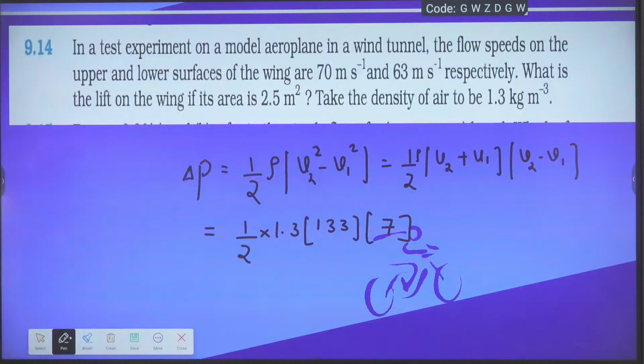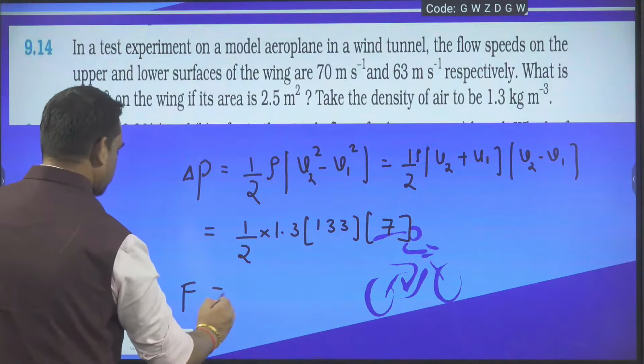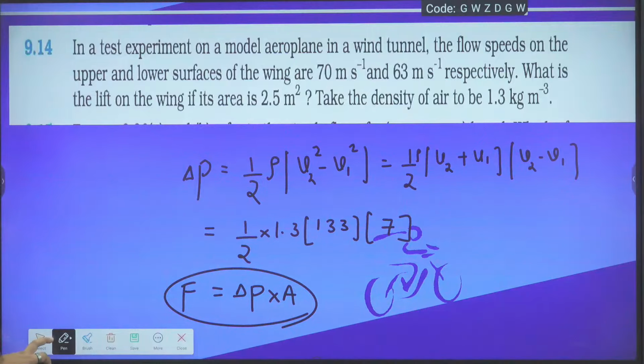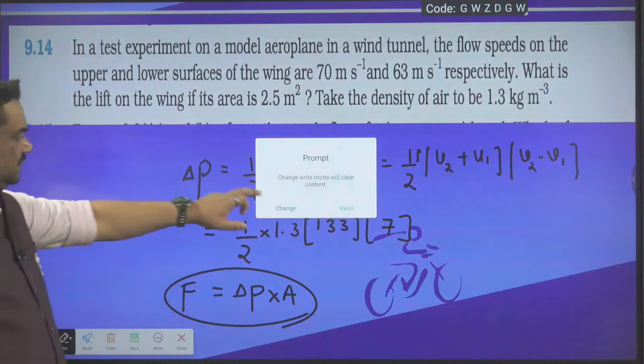Okay, they're asking what is the lift. So if you need to find the force, then force will be equal to simply delta P into A. You got the force also. Clear? Okay.